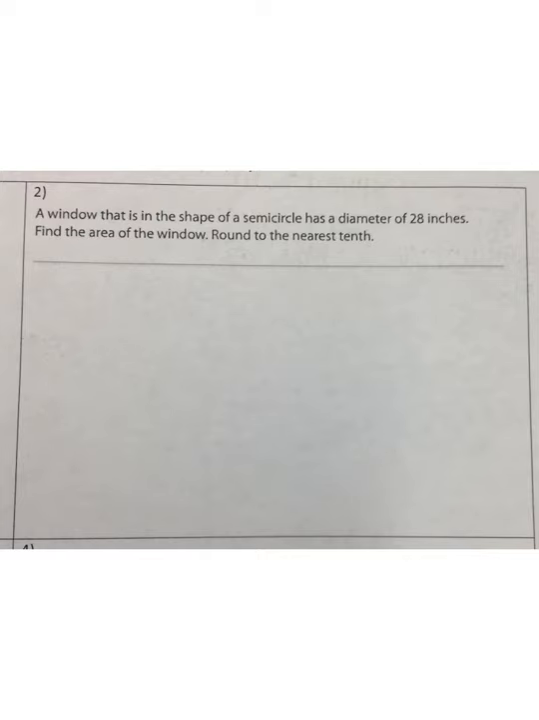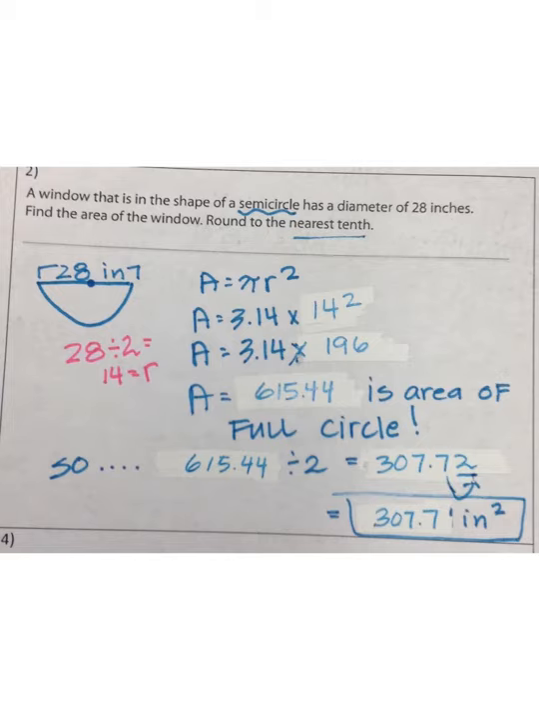A window that is in the shape of a semicircle has a diameter of 28 inches. Find the area of the window, round to the nearest tenth. Okay, so I drew the window with a semicircle, 28-inch diameter. And I put my formula, area equals pi times the radius squared. And so when I substitute my values, I paused for a second. I didn't want to substitute 28 because that is the diameter.